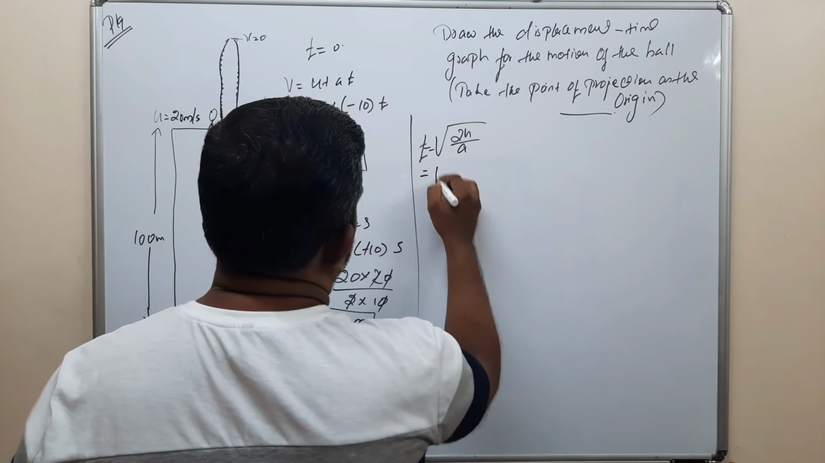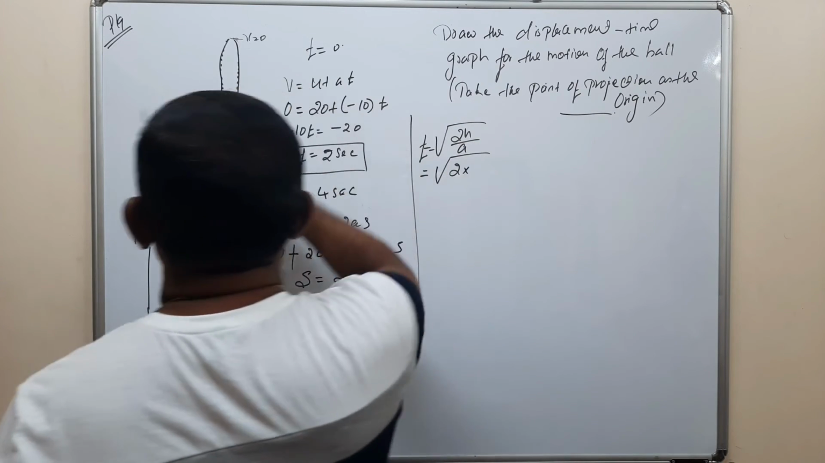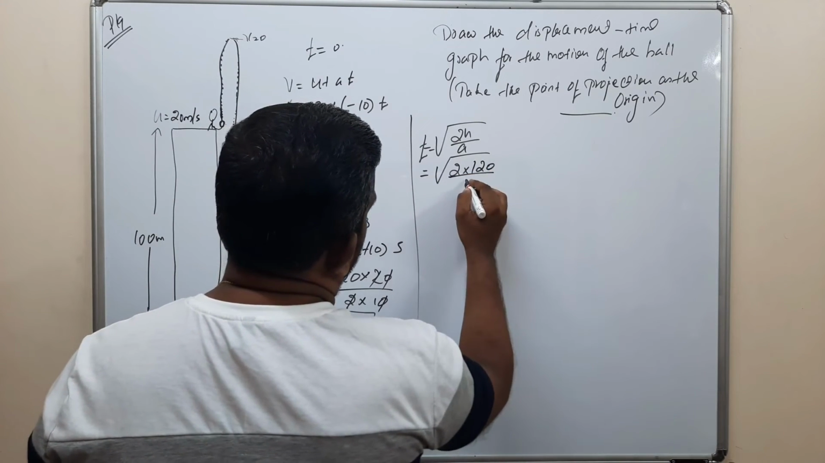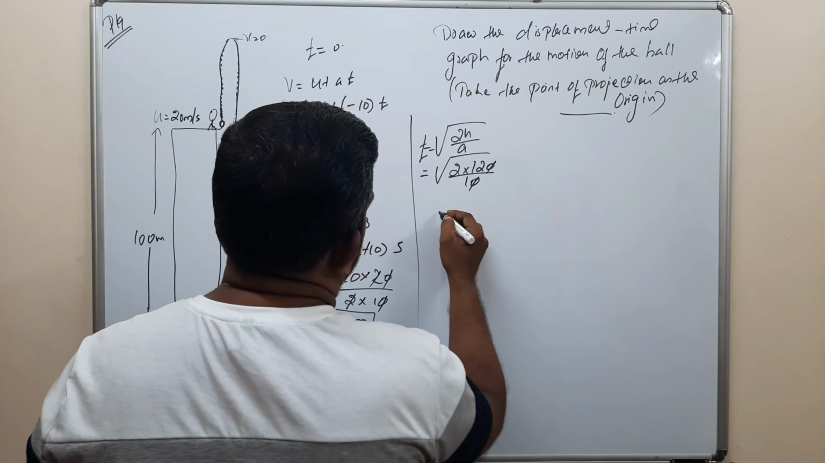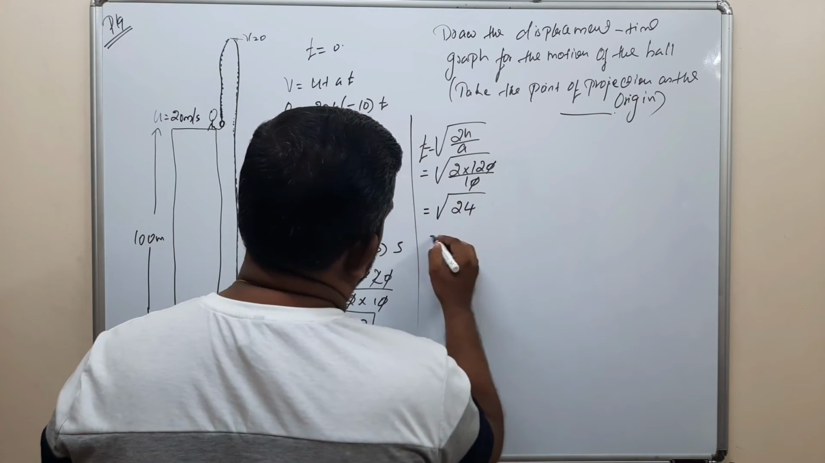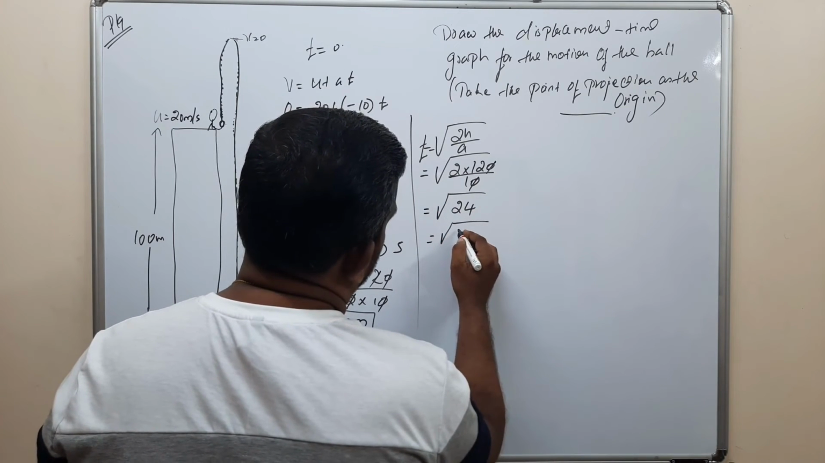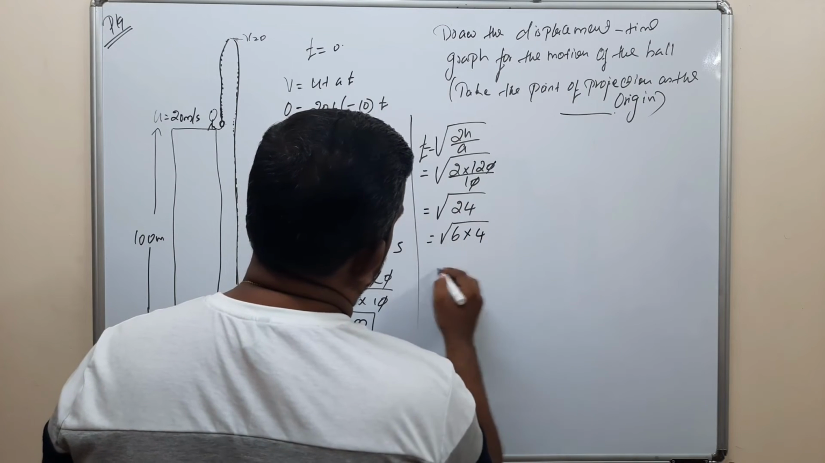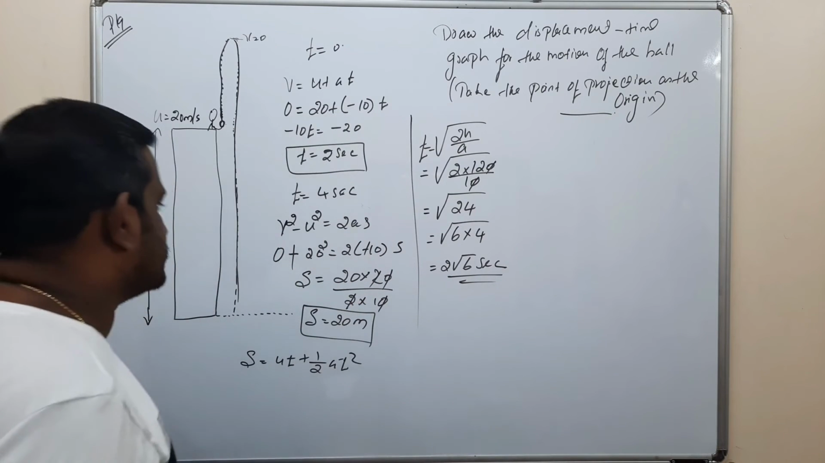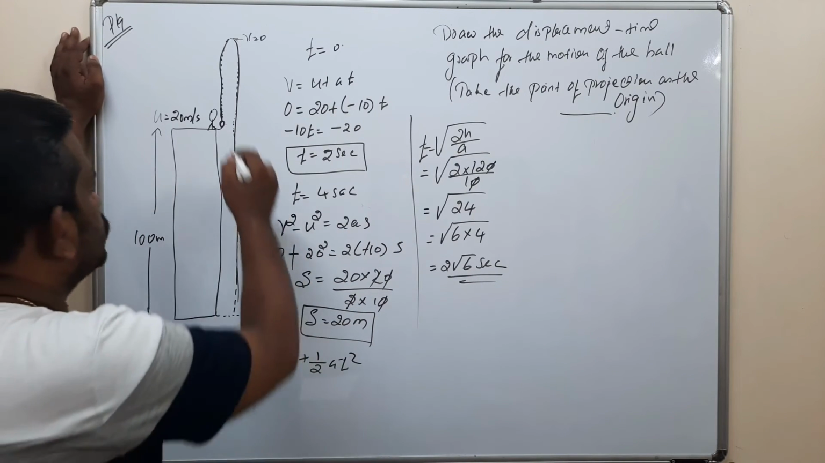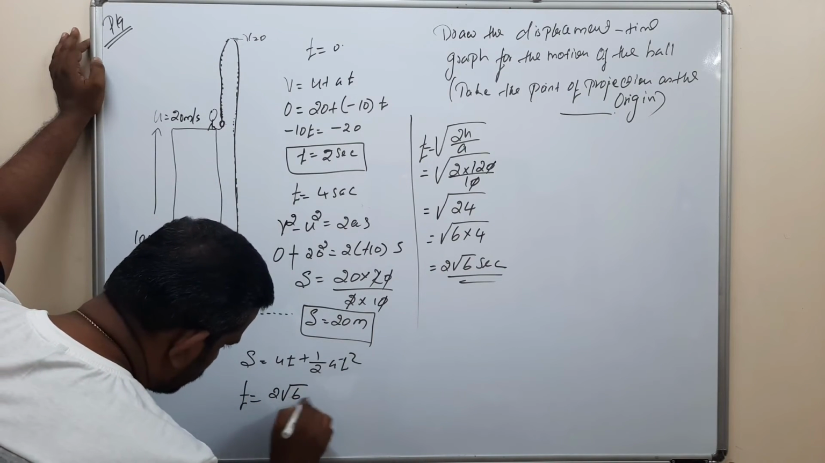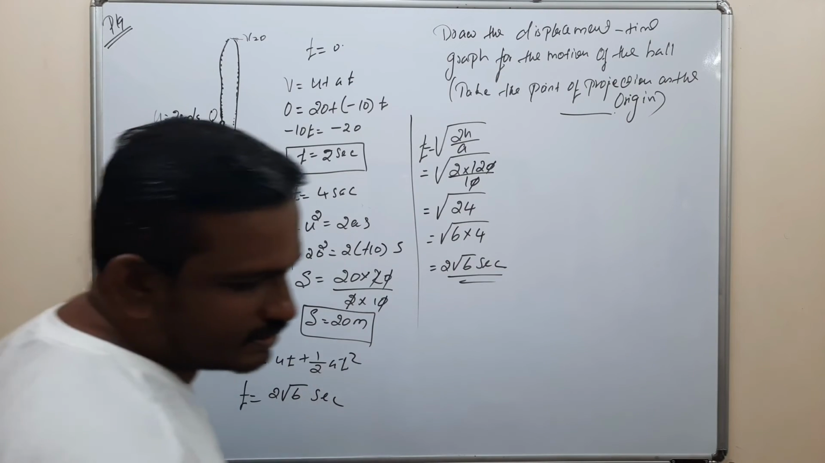That is equal to root of 2 into, that is 100 plus 20, that is 120, divided by a, that is 10. Cancel, 12 into 2, that is 24. That is equal to root of 6 into 4, that is 2 root 6 seconds. So the time taken by the ball to reach the ground is t is equal to 2 root 6 seconds.